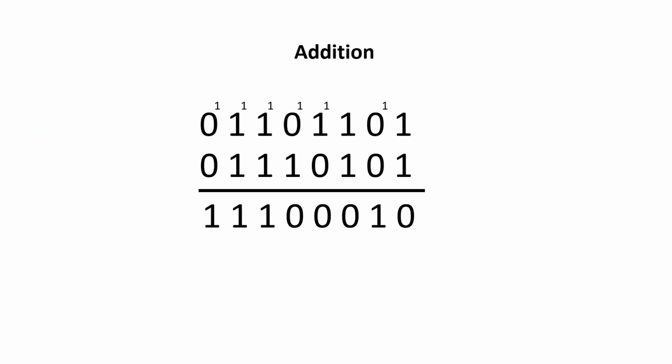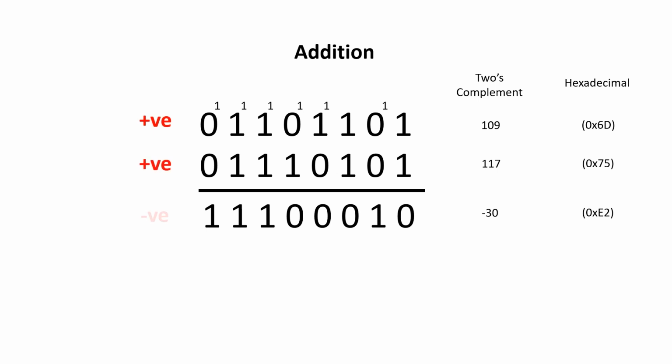Let's say I want to add these two numbers together. 6D and 75 gives E2 in hexadecimal. But in 2's complement form expressed in decimal, this is the same as adding 109 to 117 and getting a result of minus 30. We've added two positive numbers and ended up with a negative number.